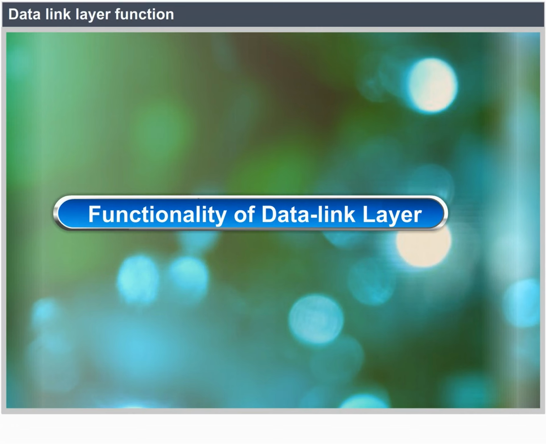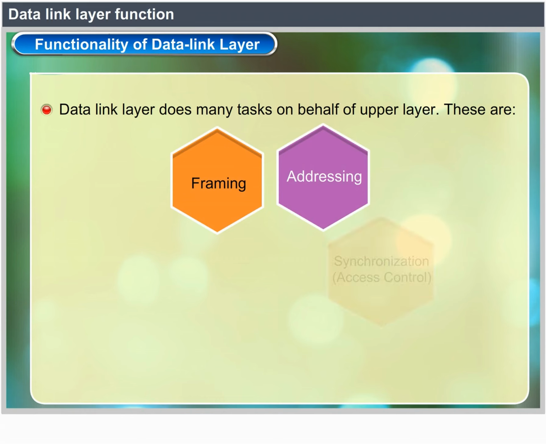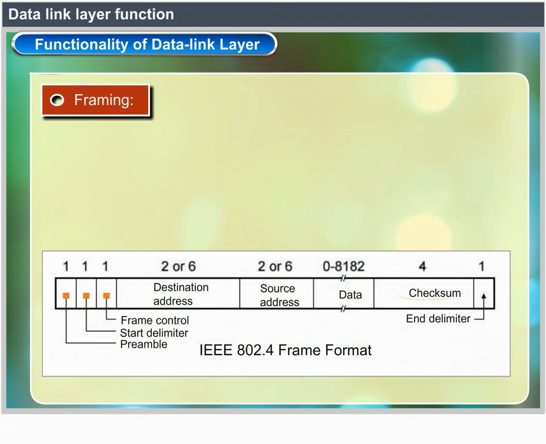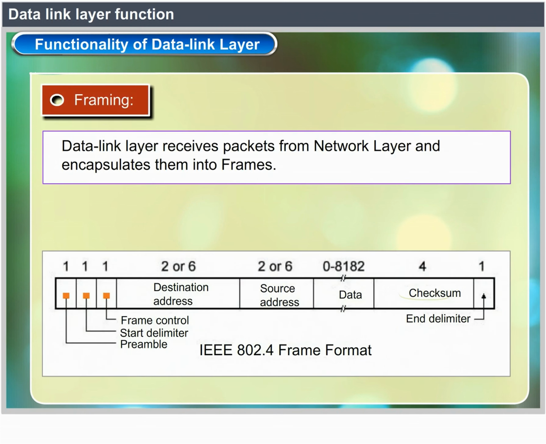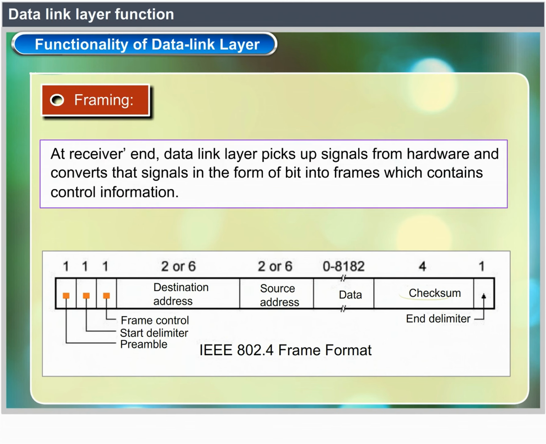Functionality of the data link layer. The data link layer does many tasks on behalf of the upper layer. These are framing, addressing, synchronization, that is access control, error control, flow control, and multi-access. Framing: the data link layer takes packets from the network layer and encapsulates them into frames. Then it sends each frame bit by bit on the hardware. At the receiver's end, the data link layer picks up signals from hardware and assembles them into frames.